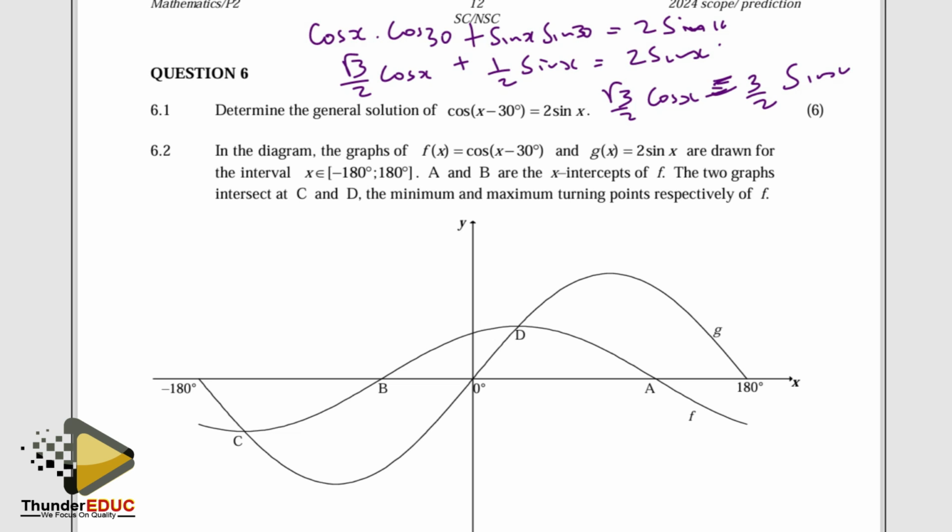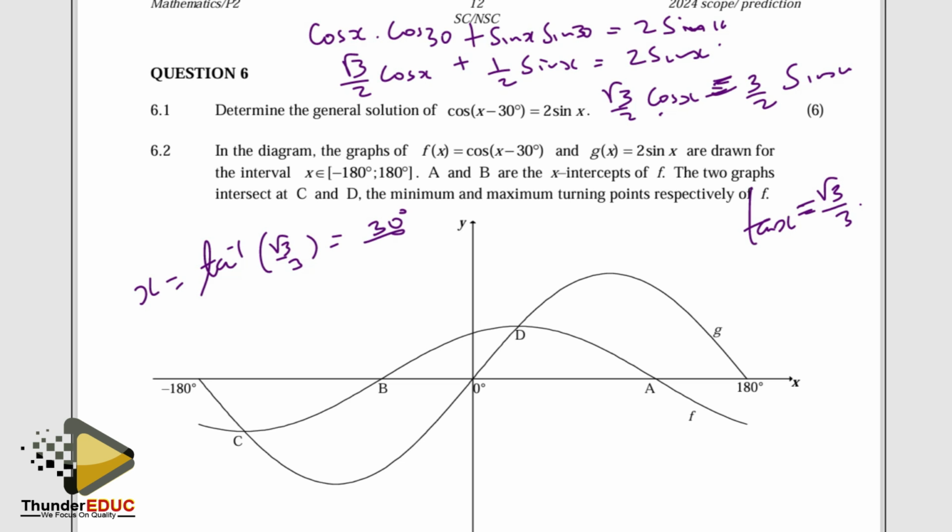Divide both sides by 3 over 2 cos, because I need to take the cos this side so that I get a tan. Okay, then I'll divide it by this side. Is it 3 root 3 over that? No, it's going to be root 3 over 3. Then I can get my reference angle, so the shift tan of root 3 over 3. That gives me 30.